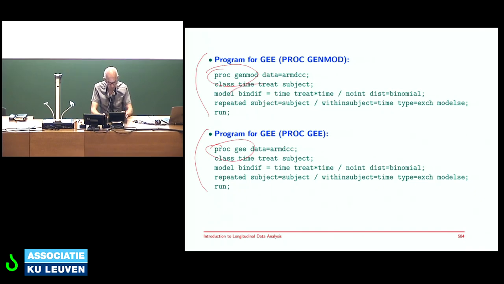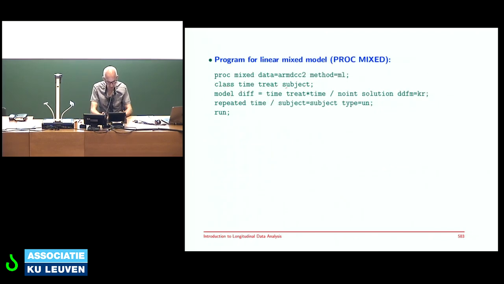I have my bin-diff here. I have the time and treatment by time variable. They're both class variables. So in other words, the treatment by time will produce the 4 treatment effects. The same was true in the linear mixed model case.